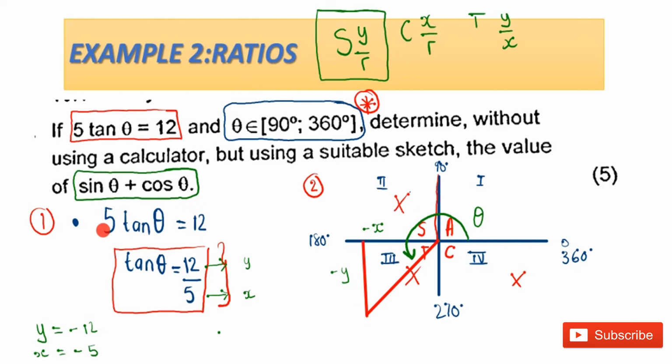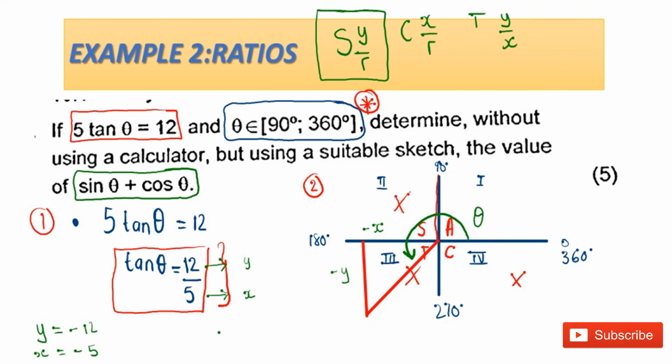So the first thing that I told you guys that you need to do is isolate this tan of theta, so that you're able to get it in terms of its trig ratios. And we found that tan of theta is equal to 12 over 5. Because we found that it's 12 over 5, how does that help us? The 12 is the y, because we know that tan of theta is y over x, or opposite over adjacent. So we found that your y is equal to 12 and your x is equal to 5.